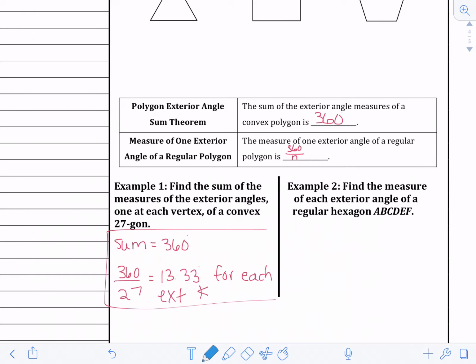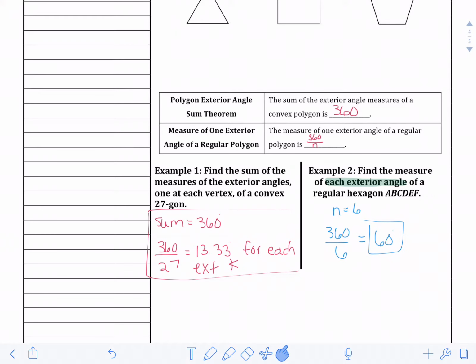Last one, find the measure of each exterior angle of a regular hexagon. So n is equal to 6 because it's a hexagon, and it wants me to find the measure of each. So again, if you want to highlight that each exterior angle, then all you have to do is 360 divided by 6, and so we get 60 degrees. And that is it. That is 6-1.